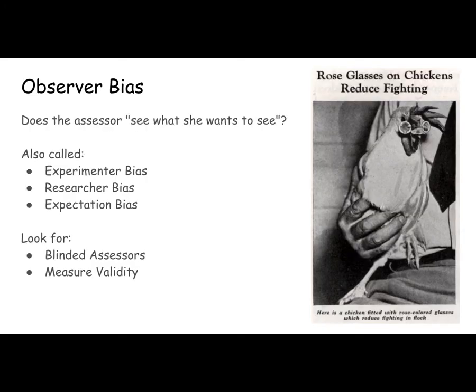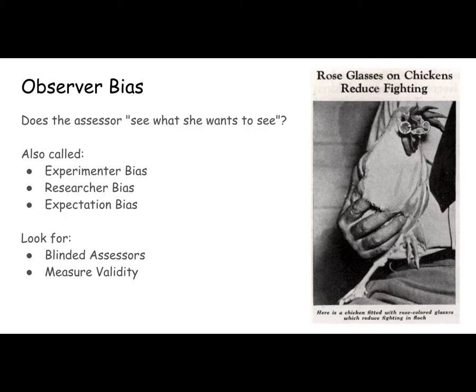Observer bias is also sometimes called experimenter bias or researcher bias or expectation bias. And here the idea is the assessor seeing what she wants to see. So if somebody is doing a study and their good friend is the person who is doing the assessing of the outcomes at the end, if they know who's in the intervention group, they may be a little more positive when they're evaluating those people. So you're looking for measure validity and blinded assessors.